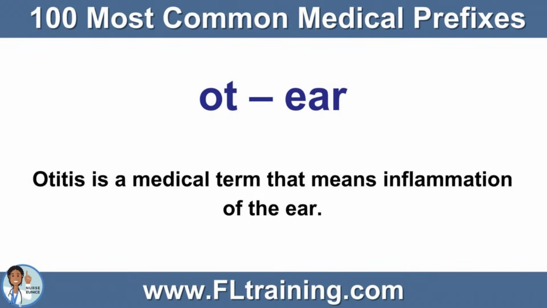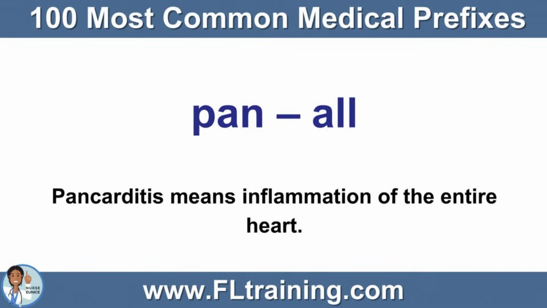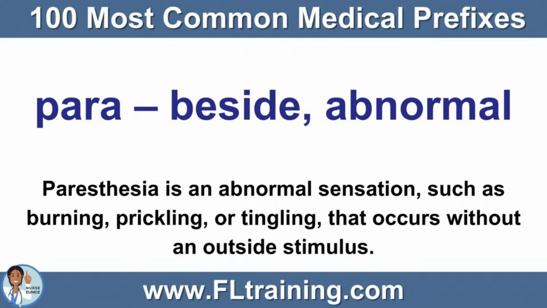Ot refers to ear. So otitis is a medical term that means inflammation of the ear. Pan refers to all. So pancarditis means inflammation of the entire heart. Para means beside or abnormal. So paresthesia is an abnormal sensation such as burning, prickling, or tingling that occurs without an outside stimulus.